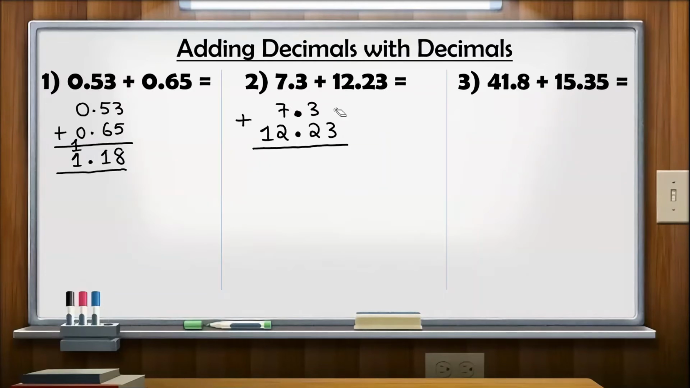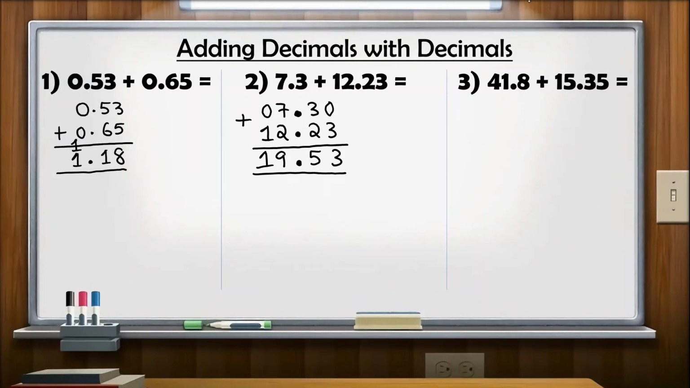12.23. Now, as you may have noticed, the numbers don't line up as perfectly as they did in our previous example. So if there are any spaces, we can simply insert placeholders, which will then allow us to go on to answer the question. So we have 0 plus 3, which is 3. 3 plus 2, which is 5. My decimal point stays where it is, as it does not move. The 7 plus 2, which is 9. And the 0 plus 1, which is 1. So the answer to 7.3 plus 12.23 is 19.53.